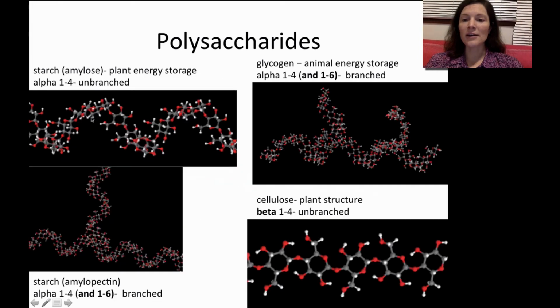So coming back here, I'm going to go forward. But yeah, if you can make 1,6, you're branched. And then starch is not branched, it's linear, but it has this kind of helical or spiral structure.